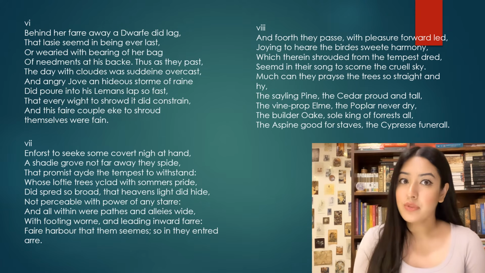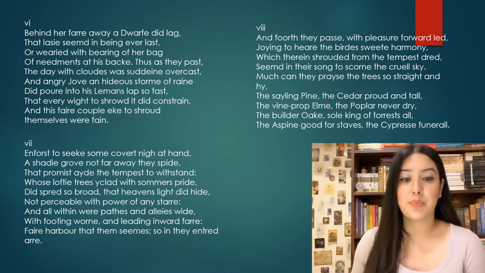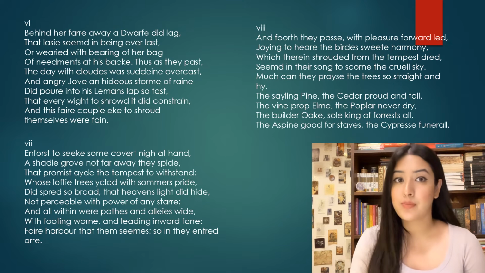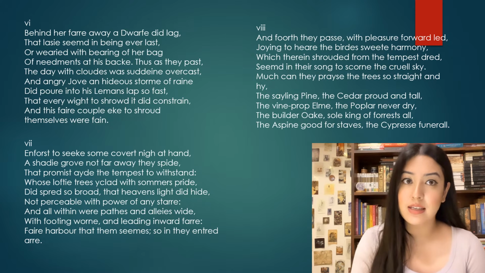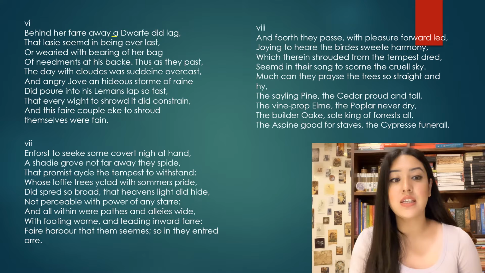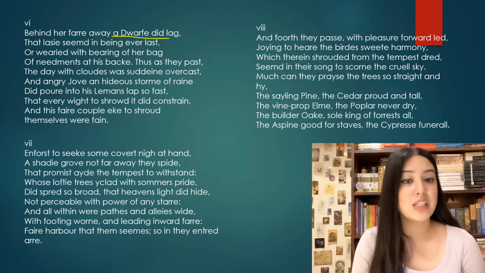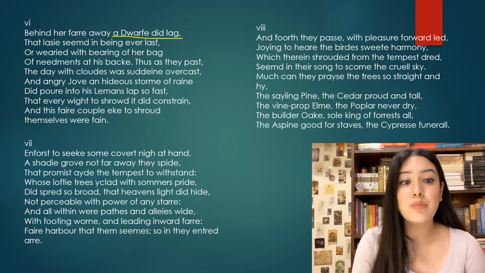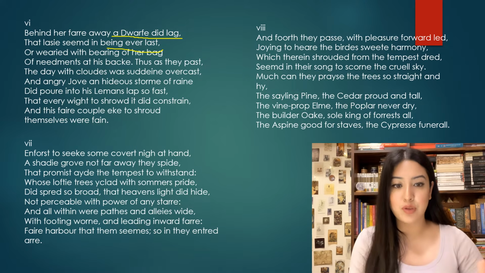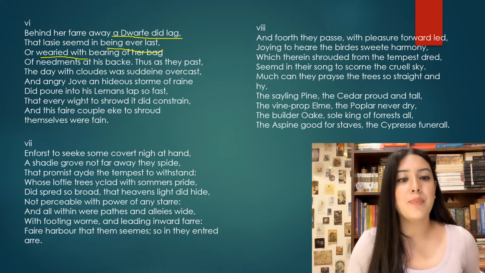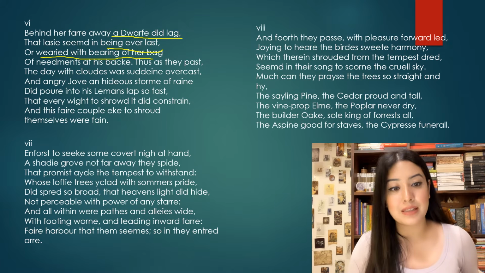So now we're going to move on, and we have reached part 6, stanzas 6, 7 and 8. What you have to remember here is stanza 6 deals with the dwarf and his description. Like I have mentioned, he says that there was a dwarf which did lag, that lassie seemed in being ever last. That is, he was lagging slowly, and he was catching up to them, or wearied with bearing of her bag of needments at his back.